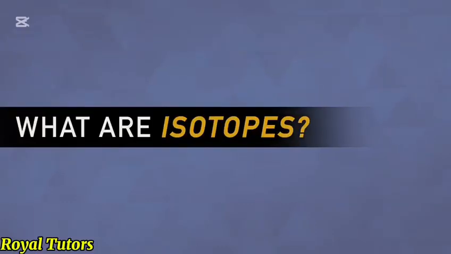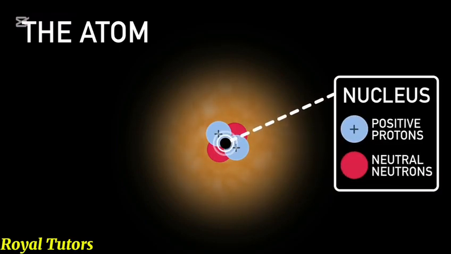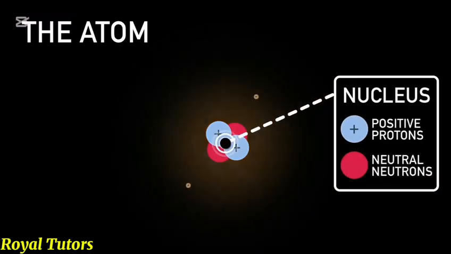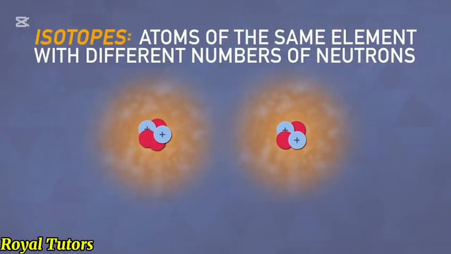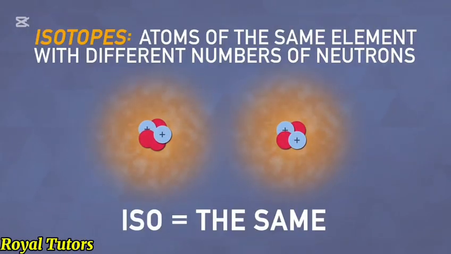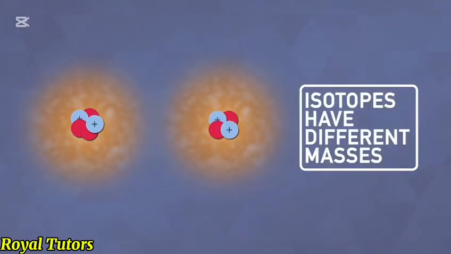That says isotopes. So you've heard about isotopes, but what exactly are they? You probably know that atoms have a dense nucleus made up of positively charged protons and neutral neutrons, and that the nucleus is surrounded by a bunch of negatively charged electrons. Isotopes are atoms of the same element, meaning they have the same number of protons and electrons, but different numbers of neutrons. The different numbers of neutrons give isotopes different masses.